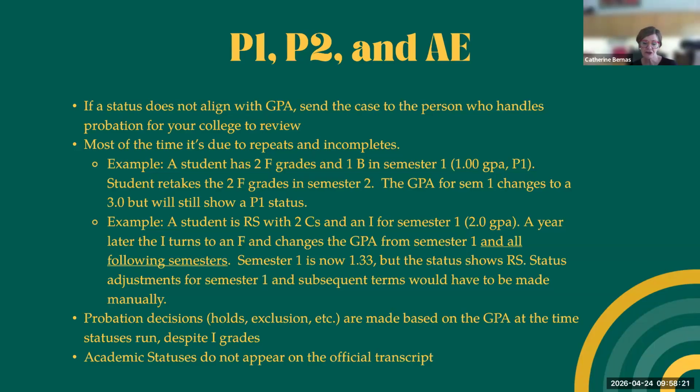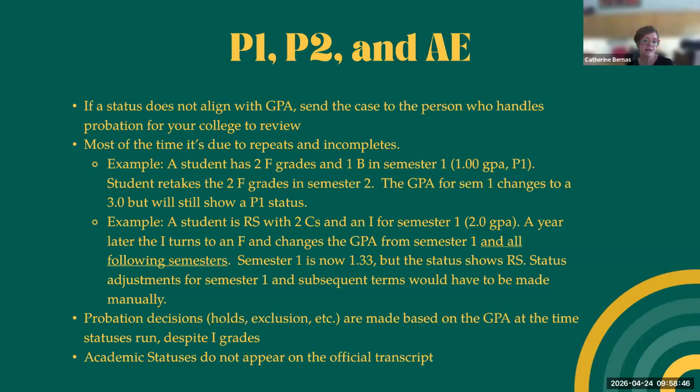So that original term that had the two Fs and the one B, once those two Fs are removed, will just be based on that one B. So that first semester will look like a 3.0, but it will have a P1 status. So that's an example of where the GPA is changed because of those repeats, but the P1 status stays.